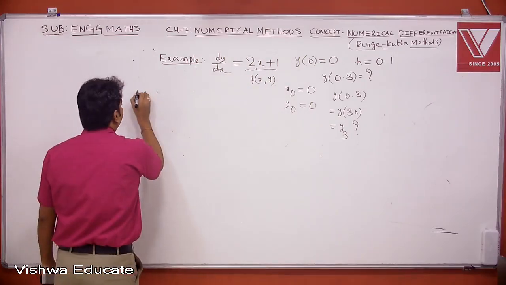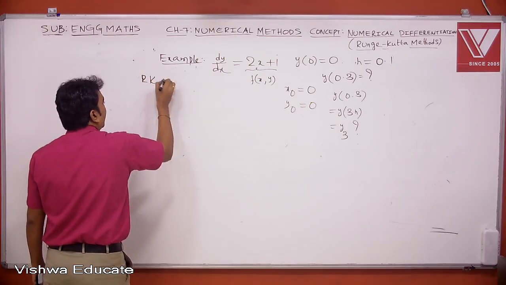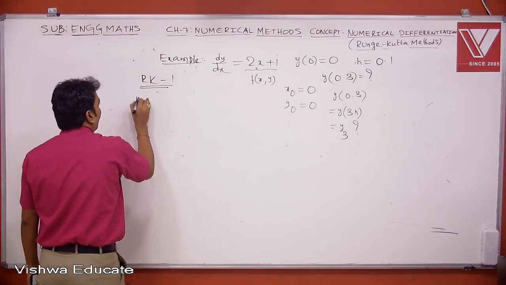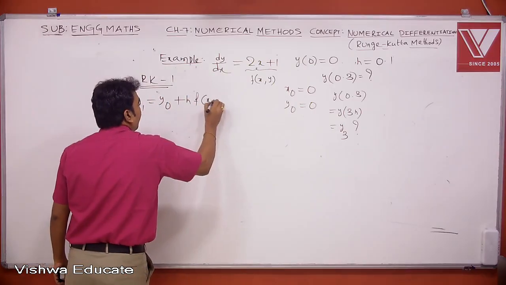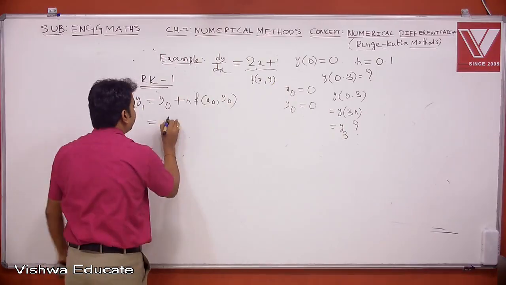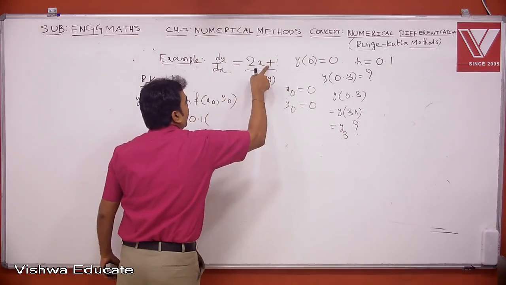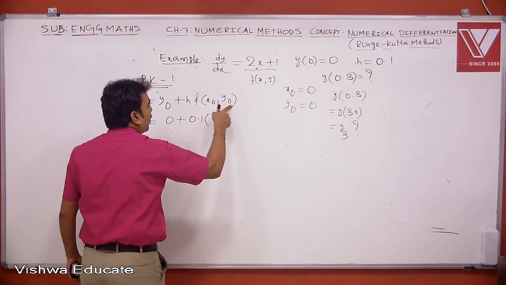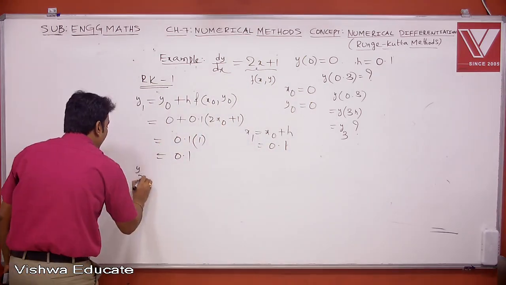So let us apply RK method of order 1. In this case, y1 equals y0 plus h into f of x0 comma y0. So what is y0? 0. Plus h value is 0.1. What is f of x comma y? 2x plus 1. So f of x0 is 1. Now let us calculate y2 value.